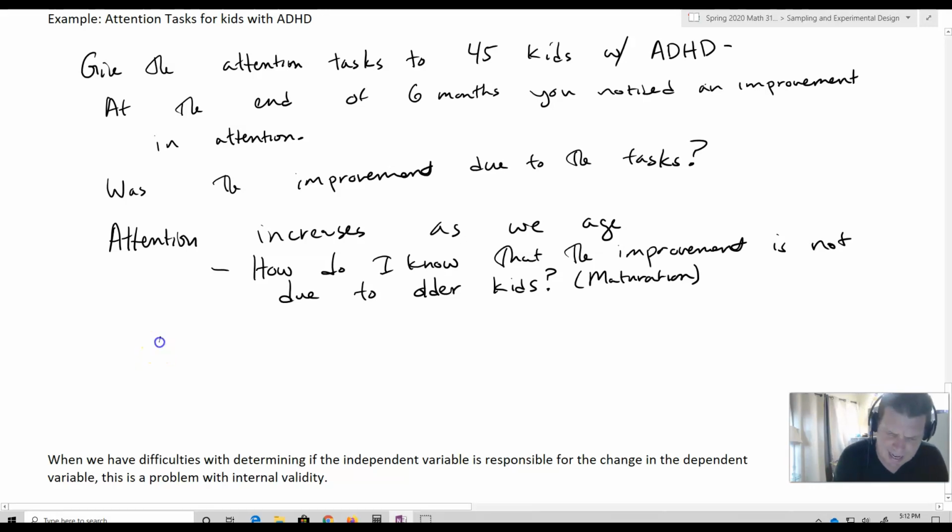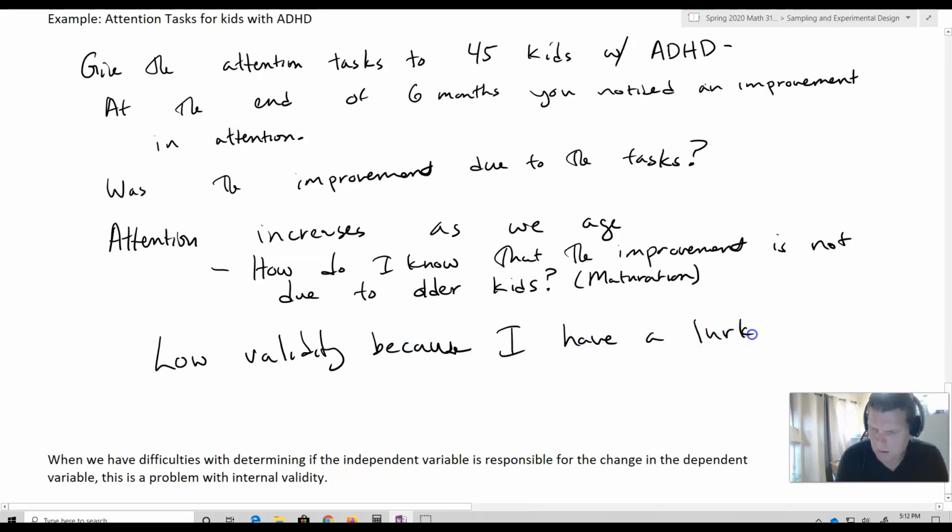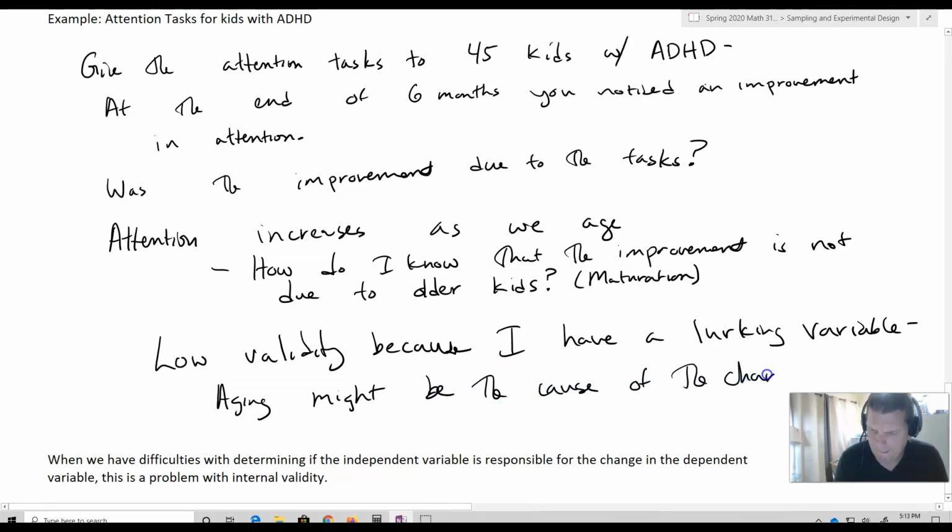So in this case, we have low validity because I have a lurking variable. This is the thing that might be doing the work. Aging might be doing the work. It might be the cause of the change. When we have difficulties determining if the independent variable is responsible for the change in the dependent variable, this is the problem with internal validity.